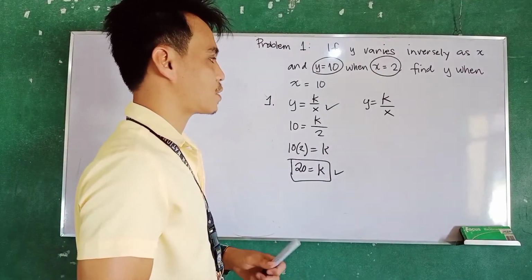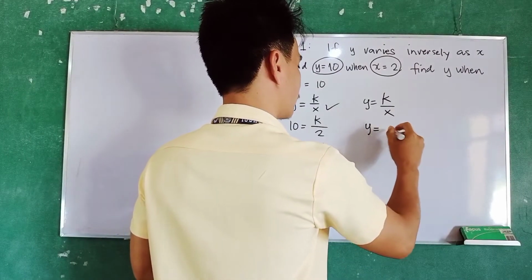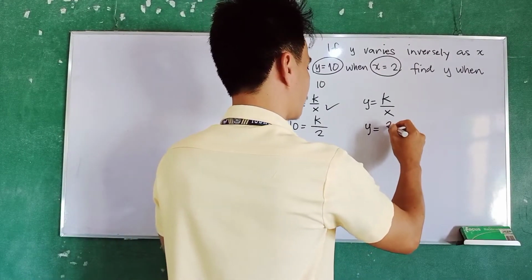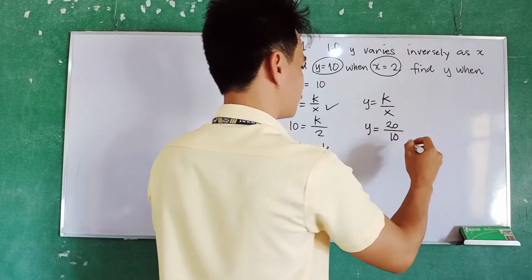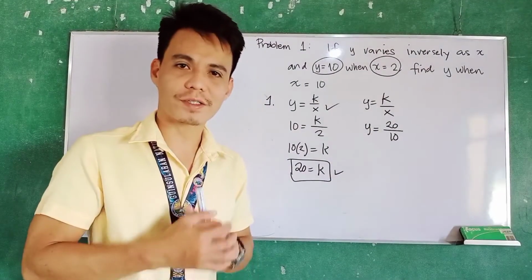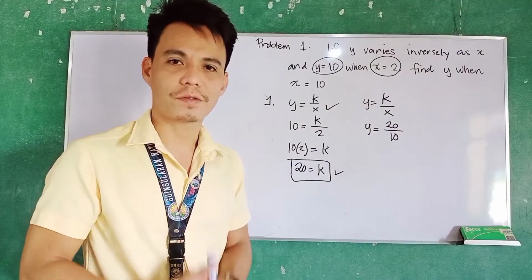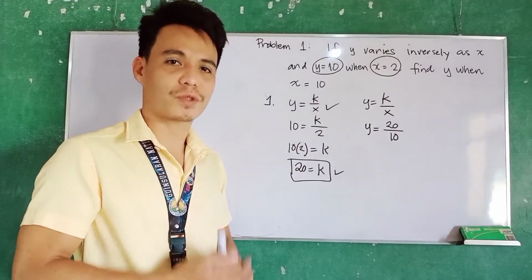Okay, so there you have it, guys. So therefore, this will become y is equal to, your k there is 20 and your x there is 10. Okay, and group 4, what is the next thing to do? Very good. Use the remaining information to solve the problem.